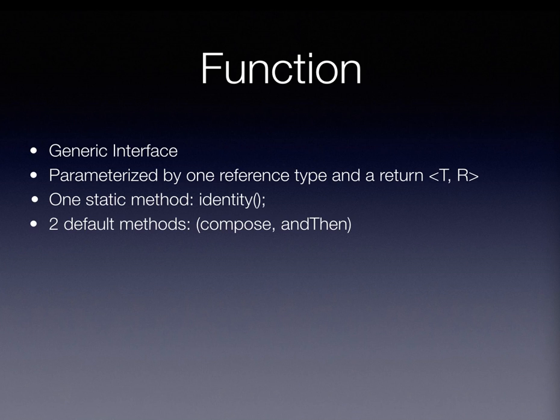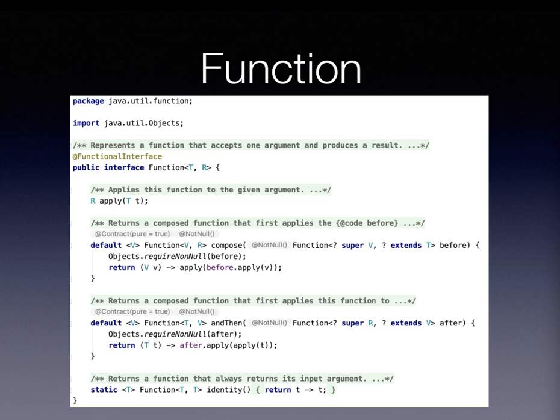Starting with the Function, a Function is a generic interface parameterized by one reference type in a return, T and R. It has one static method named identity, and it has two default methods, compose and andThen. This is what the Function looks like.